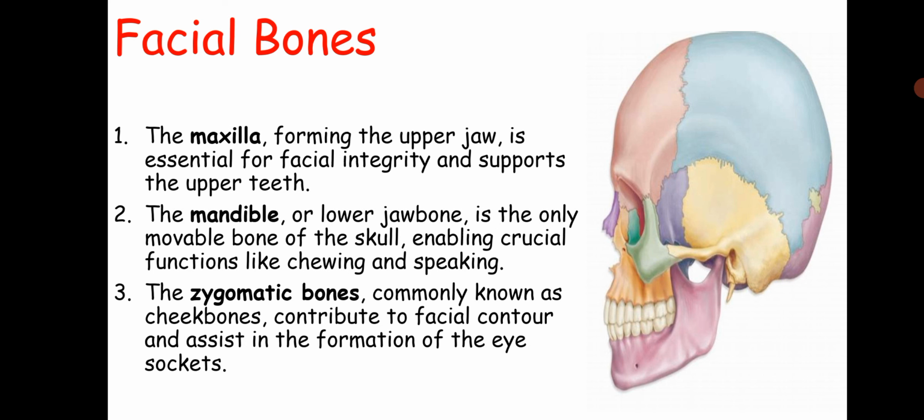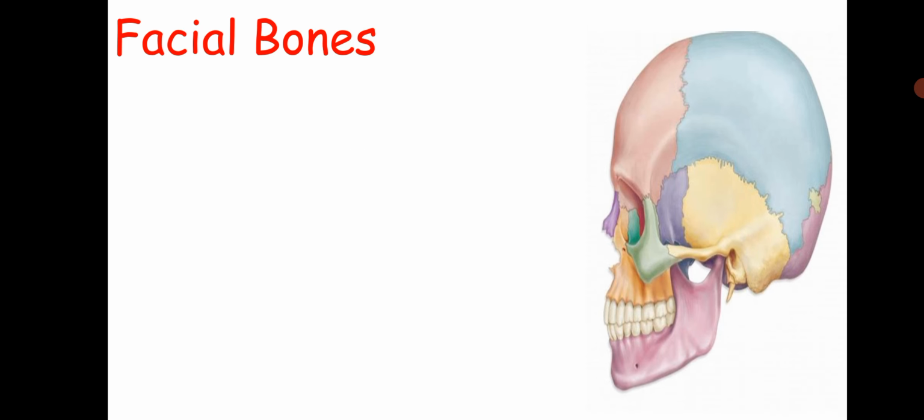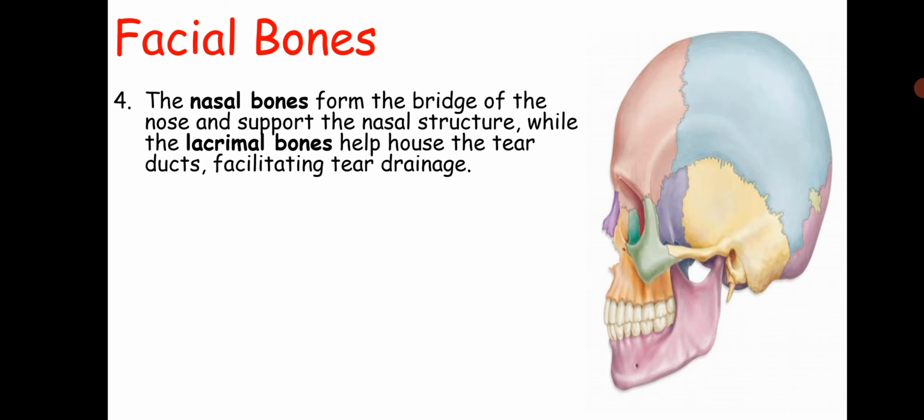Next we have the zygomatic bone. Here you can see in the diagram the green color bone that forms the cheek is the zygomatic bone. It is commonly known as the cheekbone. It contributes to the facial contour and assists in formation of the eye socket. Further in facial bone we have the nasal bone. Here you can see the purple color bone just at the anterior portion of the skull is the nasal bone that forms the bridge of the nose and supports the nasal structure.